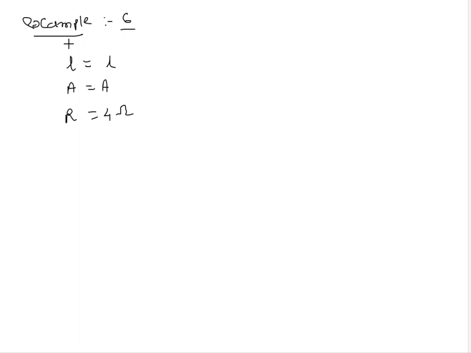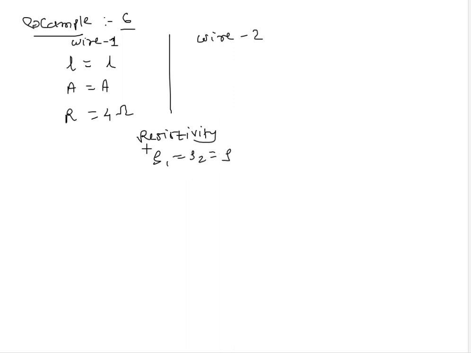That means this is for wire 1, and we have one more wire, wire 2. Now see that for wire 2 the same material is there. What is the meaning of material? Material means resistivity. So resistivity is the same for wire 1 and wire 2. We can write rho 1 is equal to rho 2, equal to rho, because the resistivity is given as the same. Now for the second wire, the length is equal to L by 2.